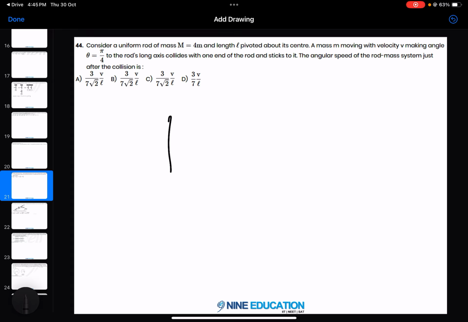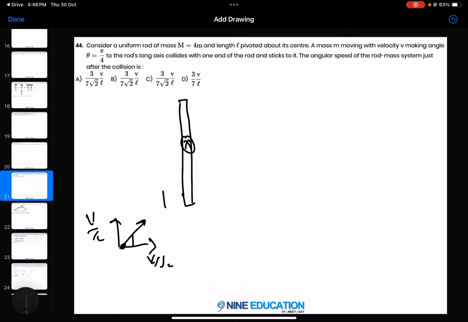Right, we have one rod. The rod is hinged at the center. Now a small mass m is moving with angle pi by 4, that is 45 degrees, with initial velocity v. So if you take components, it will be v by root 2 and v by root 2. When it is hitting, only the velocity in horizontal will change, vertical will remain the same.